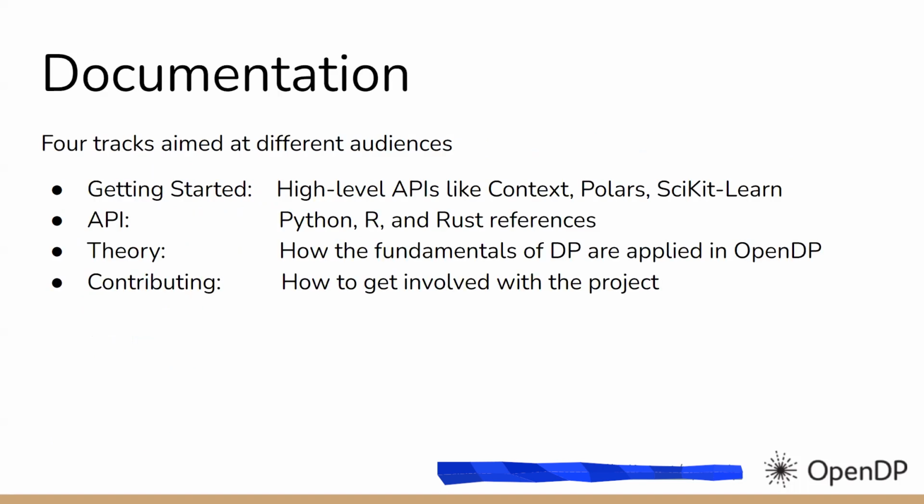Lots of work on documentation. We have 4 tracks. Getting started is covering these high-level APIs like the context API, like usage with Polars, like scikit-learn. We have more granular API docs. We have theory docs on how the fundamentals of DP are applied in OpenDP, and then finally how to get involved with the project.